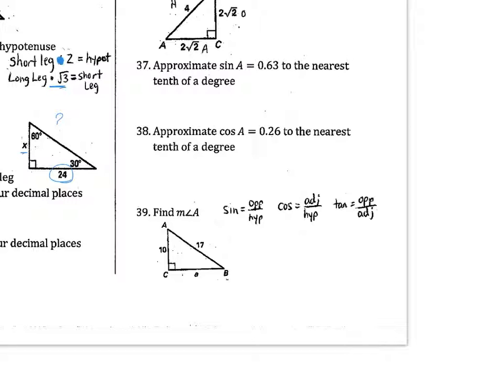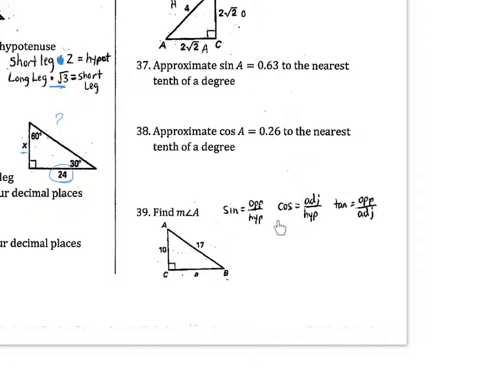37 and 38, they're wanting you to approximate these values to the nearest tenth degree, so it means like one decimal place. So you need to do the inverse of sine and the inverse of cosine in your calculator.